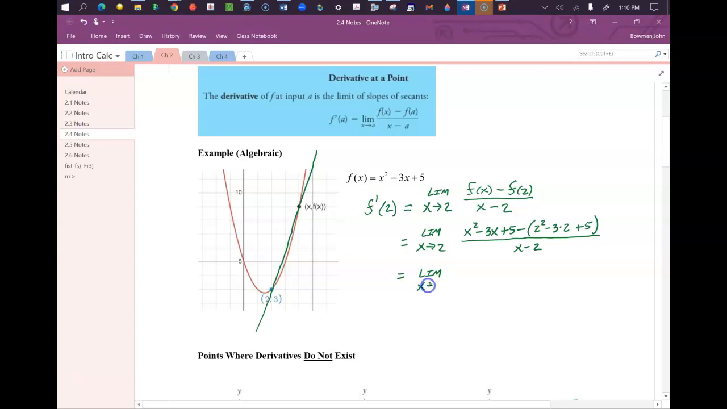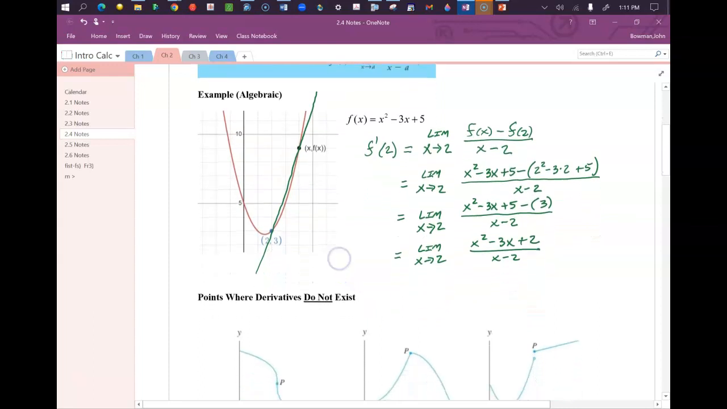So the limit as x approaches 2, we're going to simplify the numerator, x squared minus 3x plus 5 minus, if we simplify that whole thing in parentheses, it's going to be 3, and you can verify that, over x minus 2. Again, still can't plug 2 in because it'll make the denominator 0. So the limit as x approaches 2 of x squared minus 3x plus 2 over x minus 2. Still can't do anything with that.